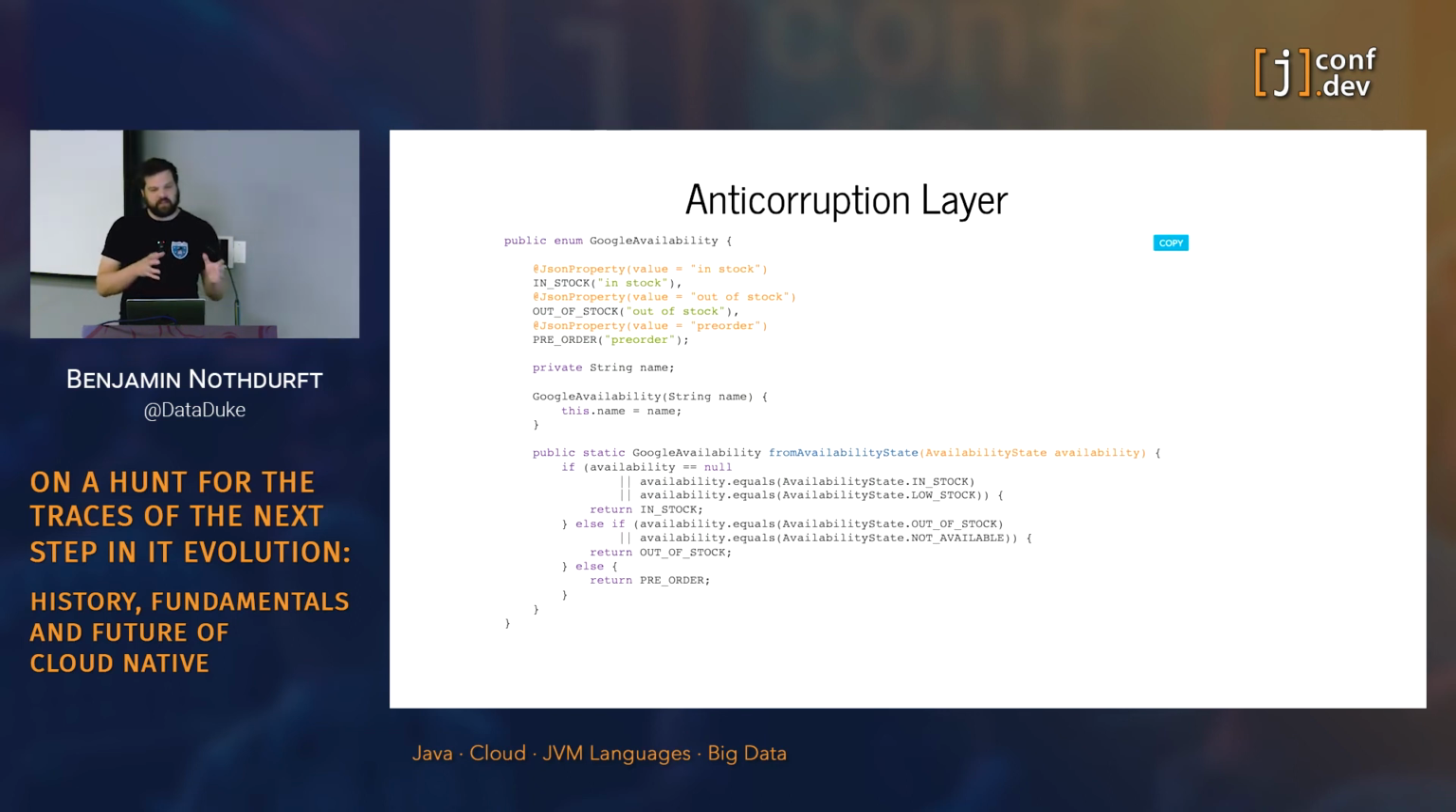And here, you just, for example, have an enum where you adapt the shop level, the availability, stock levels, so that you have a nice mapping.